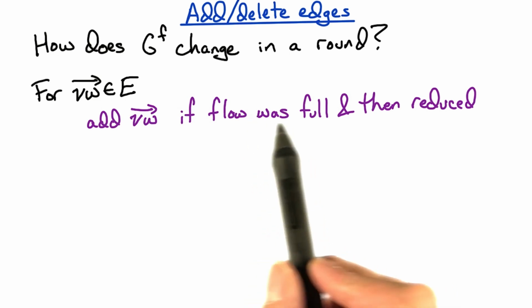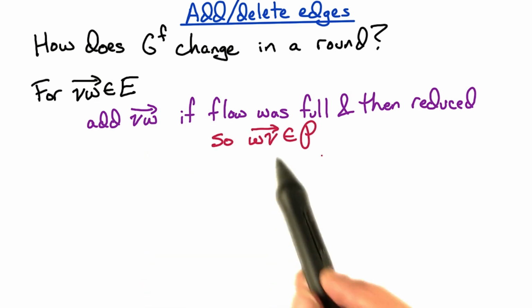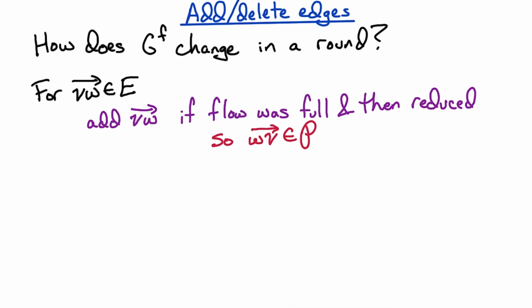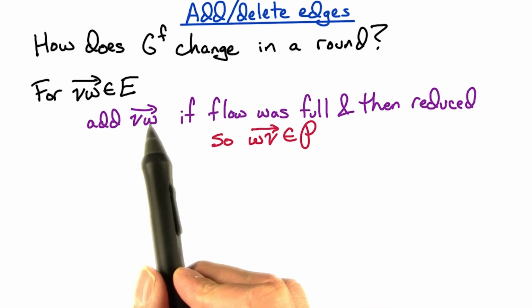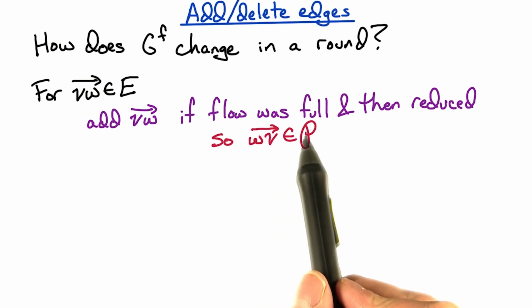Now, how can the flow be reduced along this edge? That means we send flow along the back edge. To send flow along the back edge, that means the back edge was in the augmenting path called P. So if this edge, this forward edge, was added into the residual network, then the back edge must have been on the augmenting path.